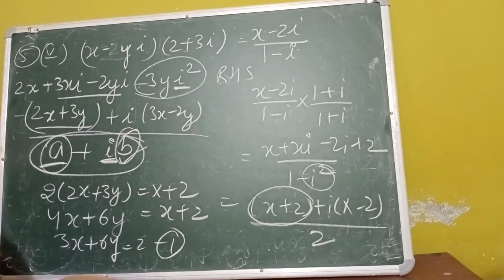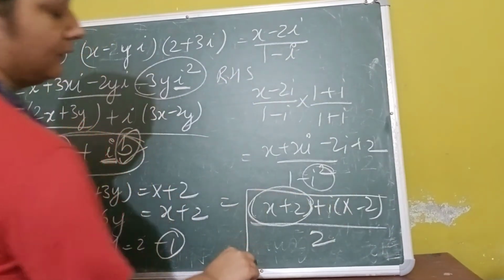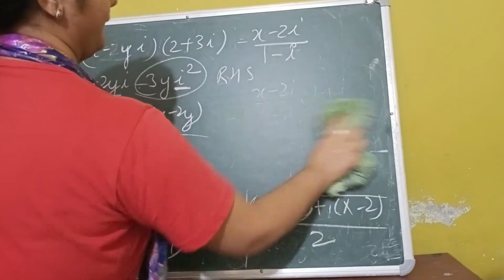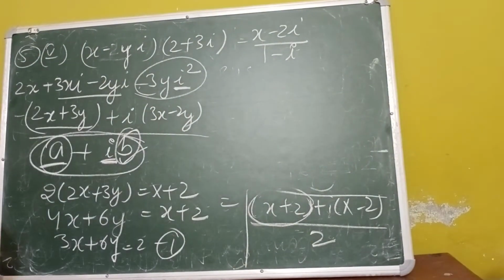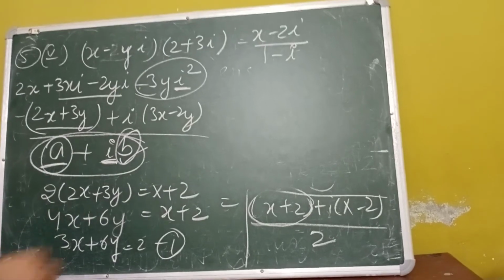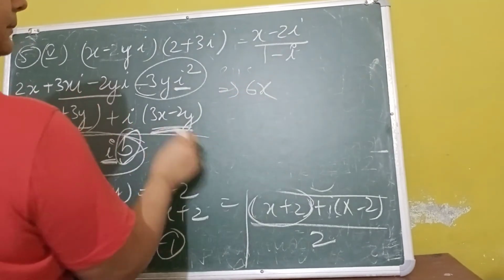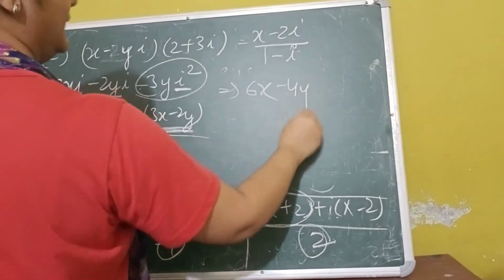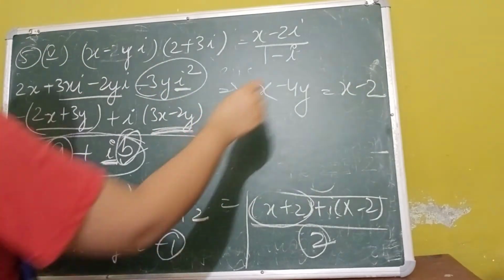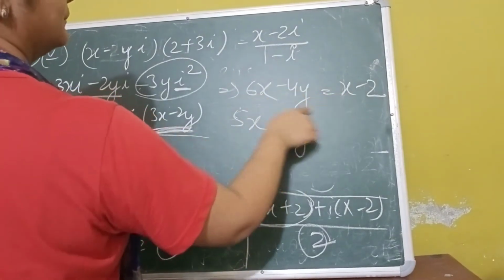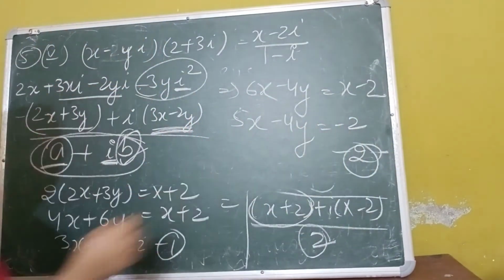Second equation, what will it be? I am erasing it. Here you can look at what we got at last. When we compare the terms with the imaginary unit, what we have got is 3x minus 2y equal to x minus 2 upon 2. So it will be 6x minus 4y is equal to x minus 2, because this 2 will be multiplied. So it will be 5x minus 4y is equal to minus 2. This is equation number 2.